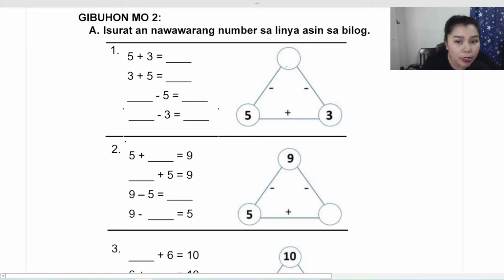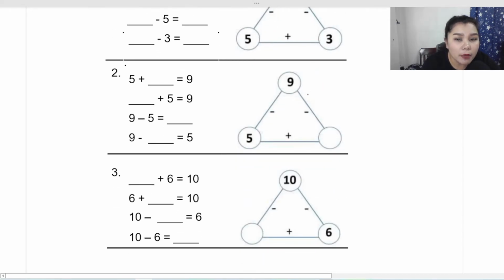Pag nakompleto na, this is what you have to do first. You need to give the answer for the third number sa fact triangle before you can complete the number sentences at your left. Okay, for number 2 naman, eto naman. So, may isa namang nawawala, but this time, yung nasa bandang right. So, what you can do is use the subtraction sentence, 9 minus 5. Then the answer to be written here, and then that's the time you can complete the number sentences at your left.